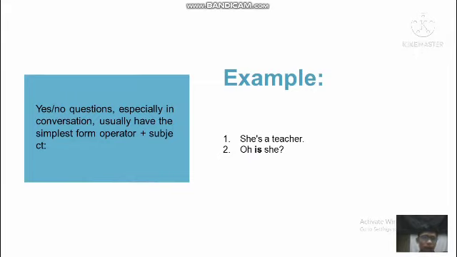So yes or no questions, especially in conversation, usually have the simplest form, operator plus subject. For example, she is a teacher. Then, oh, is she? So the operator is the word is, and then the subject is she.